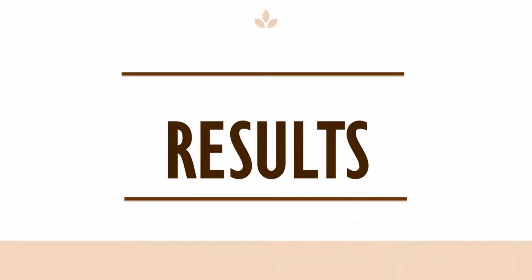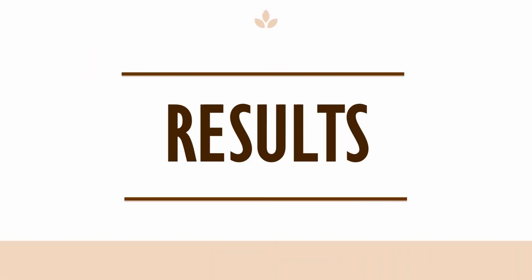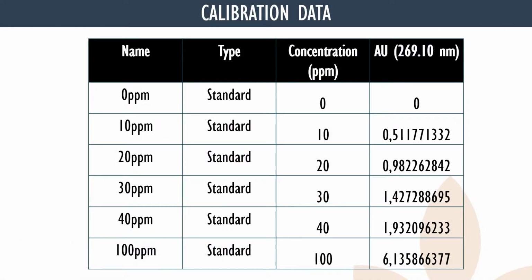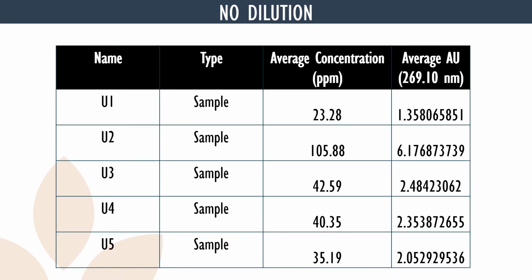Now let's take a look at the results obtained from those 4 sets of experiment. Here is the calibration data that was obtained from the experiment. The absorbance of each standard was also recorded, indicated as AU, which later will be used to plot a graph of absorbance versus concentration. The wavelength corresponding to the caffeine interest is taken to be at 269.10 nanometers, and the concentration is in ppm. The concentration of caffeine and absorbance are presented as average concentration and average absorbance since the experiment was recorded twice.